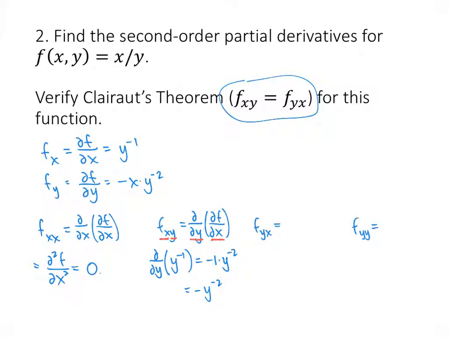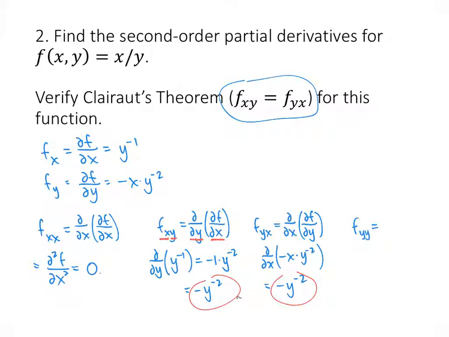For f_yx, this means the x partial derivative of the y partial derivative, which is the x partial derivative of minus x times y to the minus 2. The minus and the y to the minus 2 are constant multiples, and the derivative of x is 1, so this is minus y to the minus 2. And again, what we see here is that this value and this value are the same. So that is a check to Clairaut's theorem.